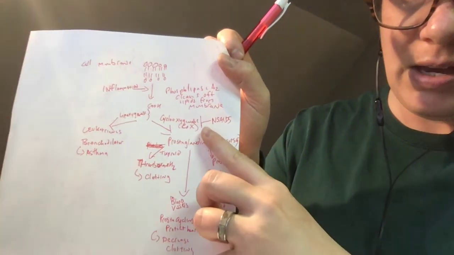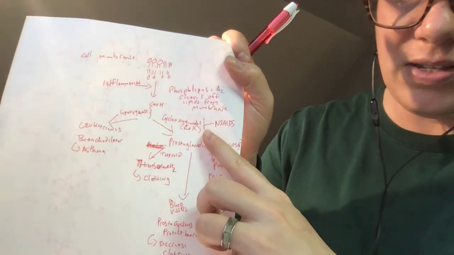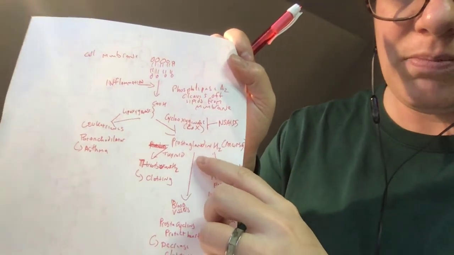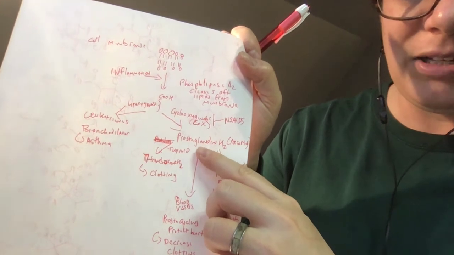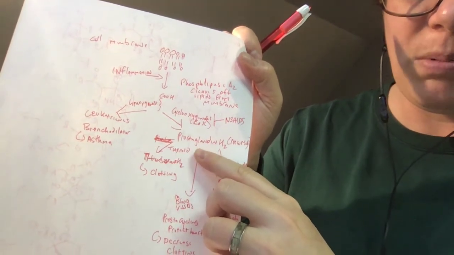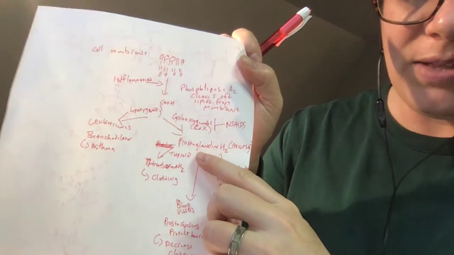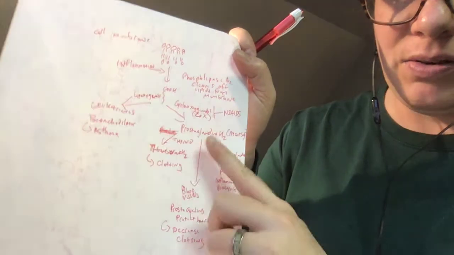We'll talk about this on Tuesday. This is inhibiting the enzyme, making the enzyme stop being a catalyst that catalyzes prostaglandin H2 formation. So that's what NSAIDs do. And that means that they mess with all this stuff.